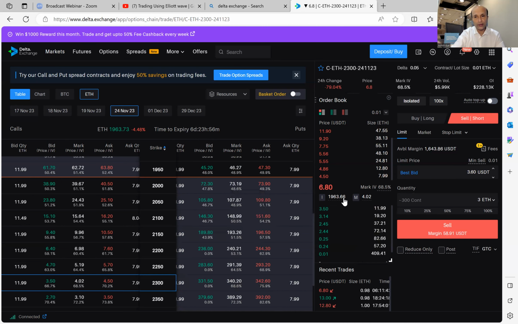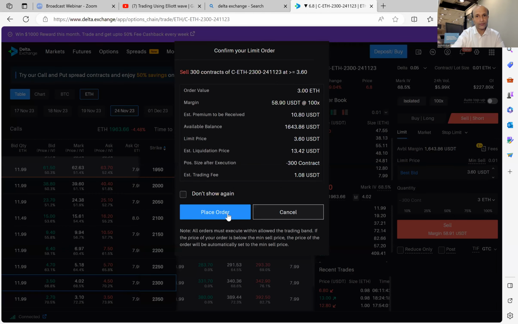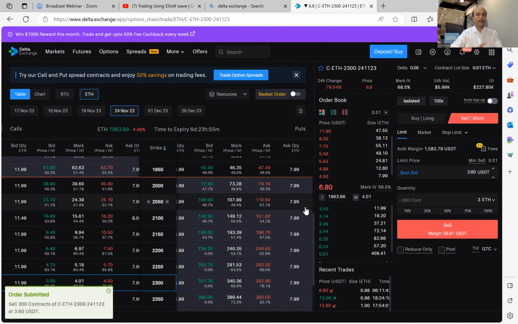You can see what is the overall last traded price, how the price is moving right now, and the IV is very, very high, so that is good for us. So I am going to continue here, and I'll place an order for 3 Ethereum on the sell side. And this is how you place an order.